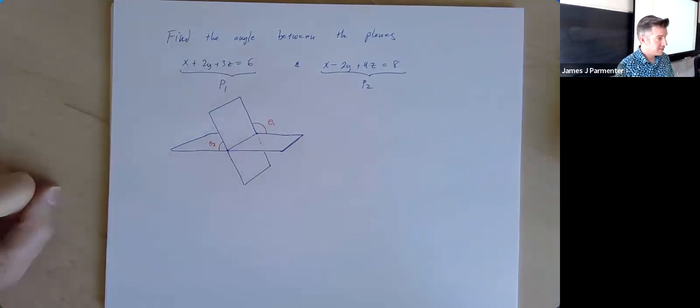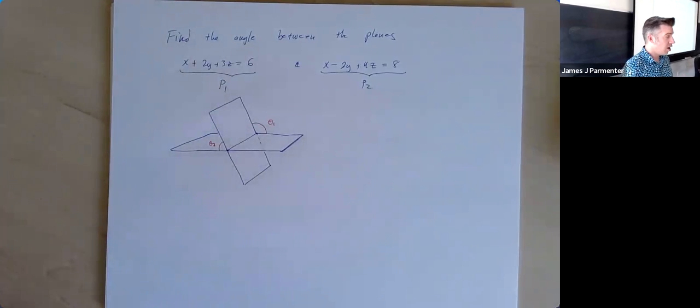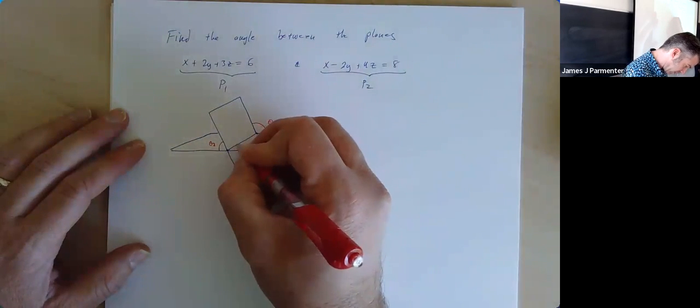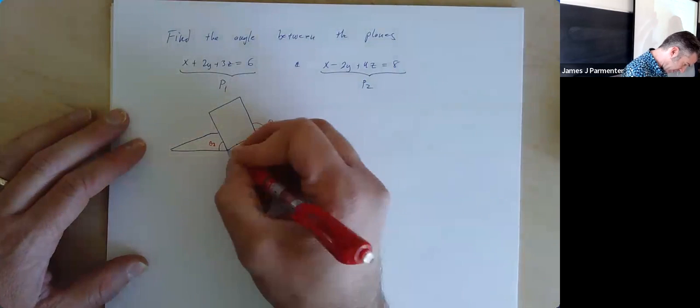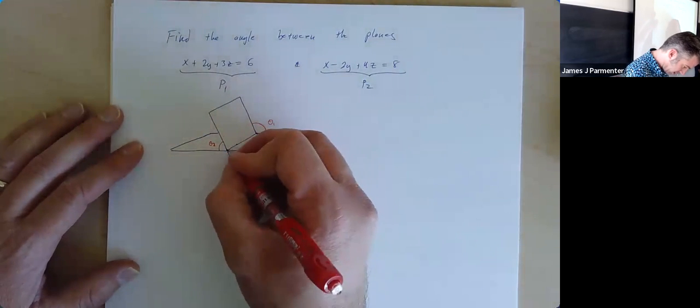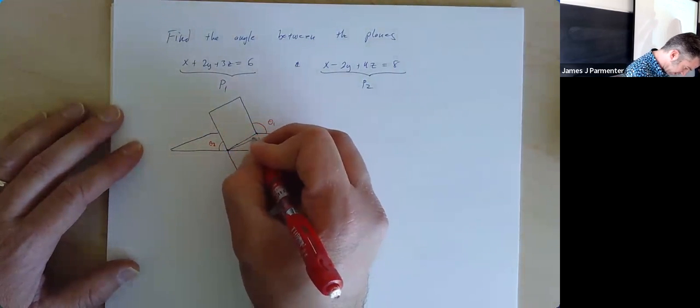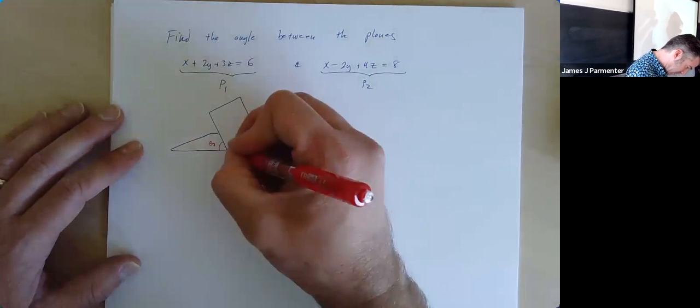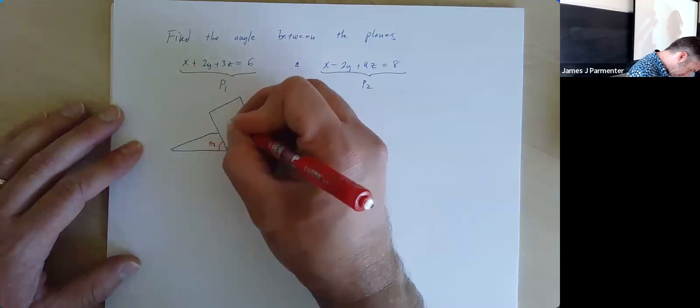So to find the angle between two planes, all we really have to do is find the angle between their two normal vectors. So this plane here has a normal vector. I drew this in a way that's going to make it hard to see the normal vector. Let's draw it that way. There's my normal vector for plane 1. Let's call that N1. And here's my normal vector for plane 2.